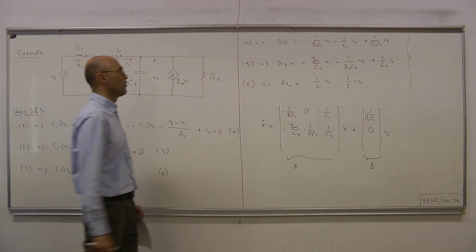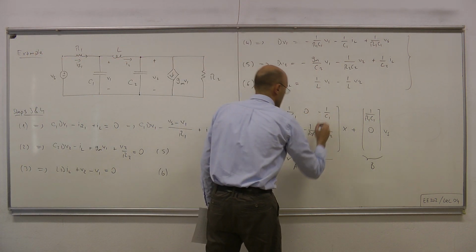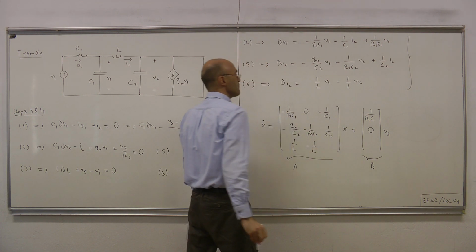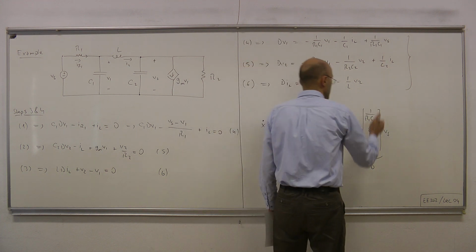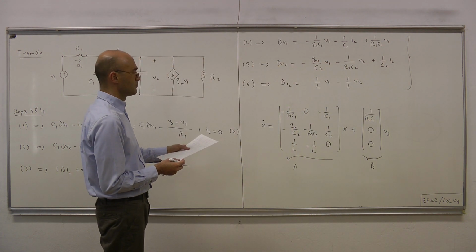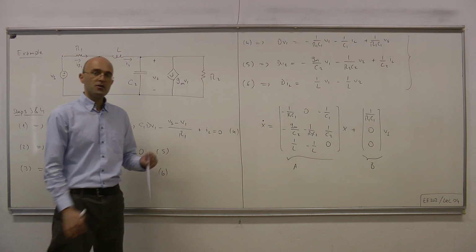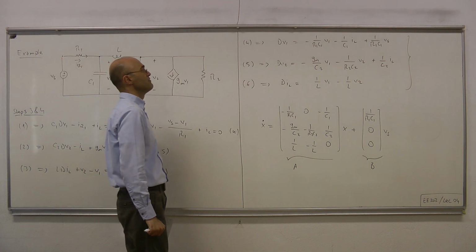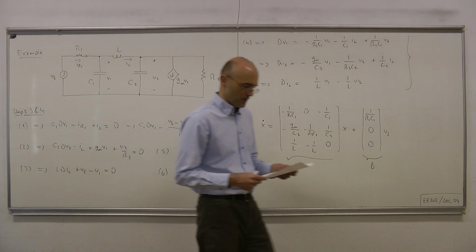And finally, for the last equation, we have 1 over L for V1, minus 1 over L for V2. We have no IL term, so that's 0, and we have no Vs term, so that's also 0. Okay, so that's our state equation for the state choice V1, V2, IL. Now let's move on to another example.